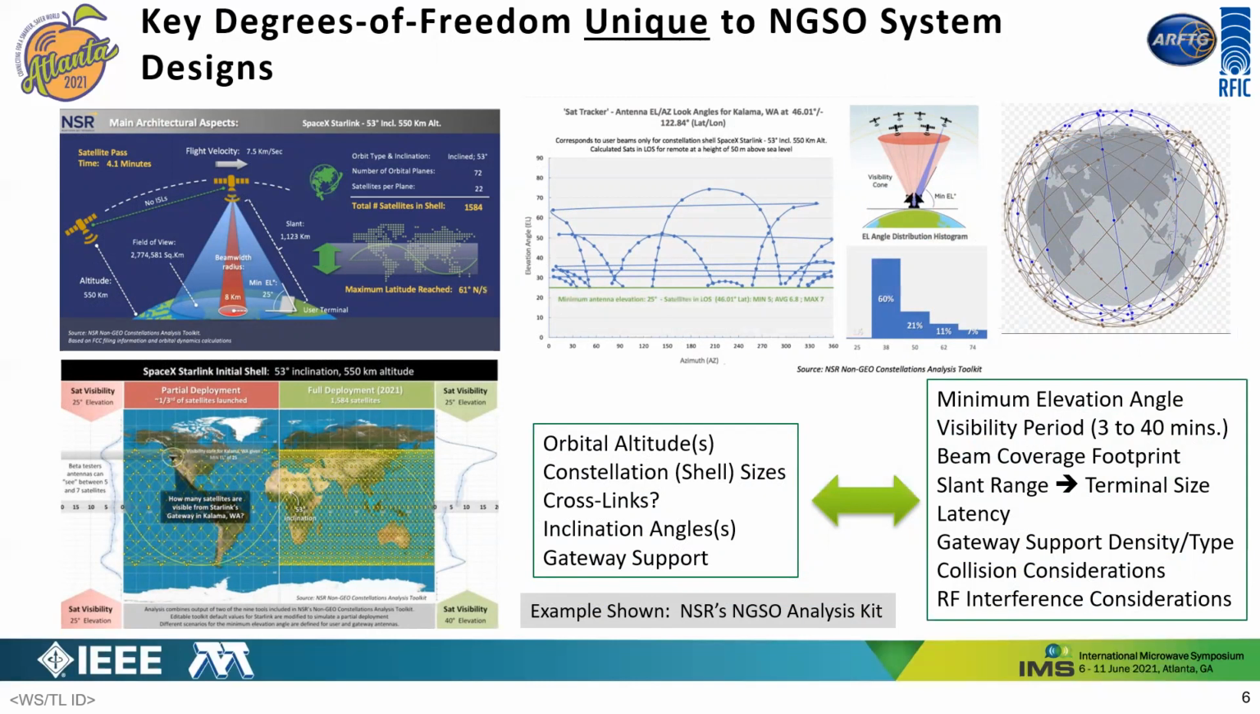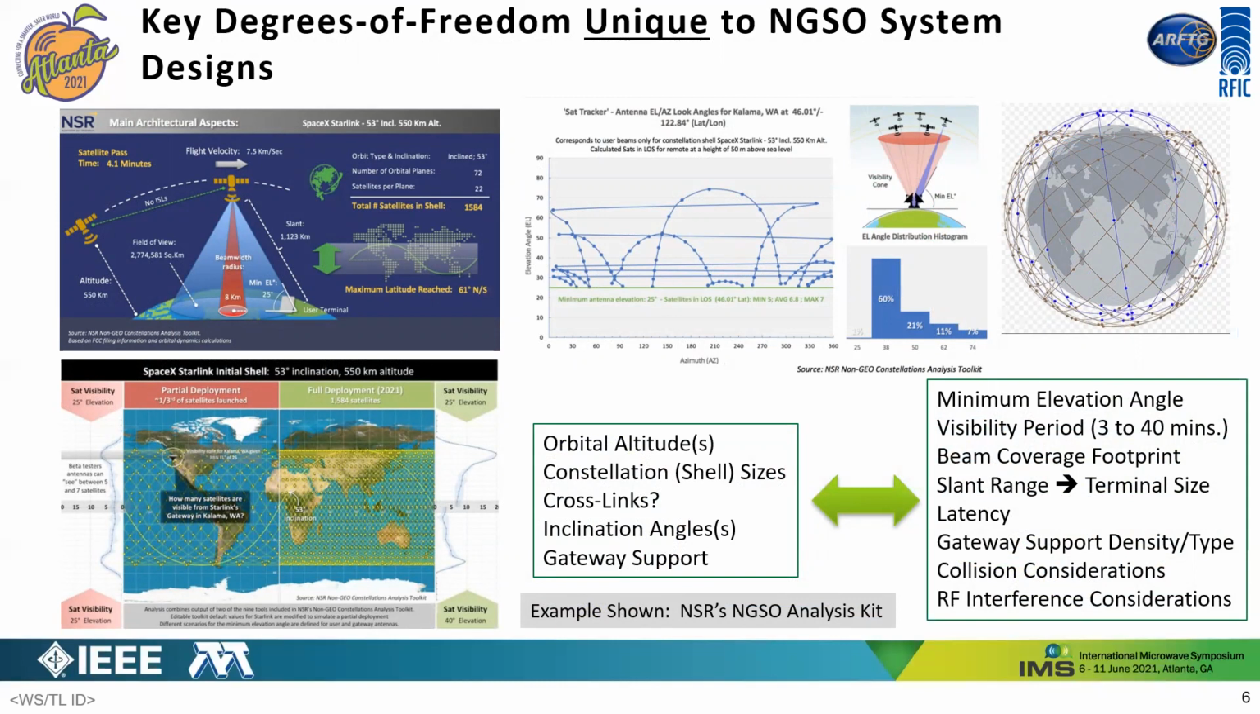Additional NGSO design drivers include the gateway and teleport support. Lower altitude satellites generally require more teleports, of course, and constellation sizes, which can vary from a few hundred to even tens of thousands. So prudent selection of these degrees of freedom then dictates and leads us to operational characteristics, such as minimum elevation angle. That's for a given Earth terminal, it's important that we don't have to go to too low an elevation angle.